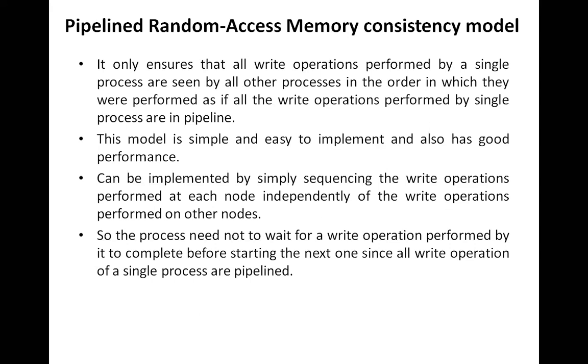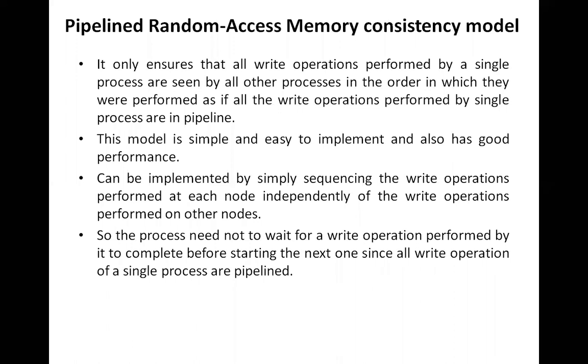So any other process, suppose process P3, may see the order in which P1 and P2 performed as W11, W12 and then W21, W22. And another process P4 might see the order in which P1 and P2 performed as W21, W22 and then W11, W12.